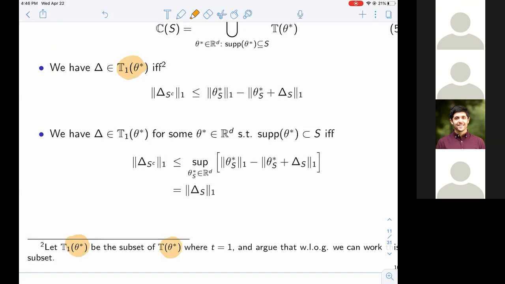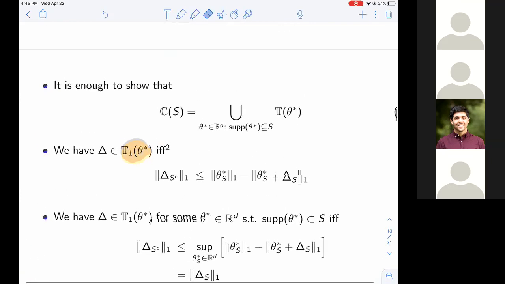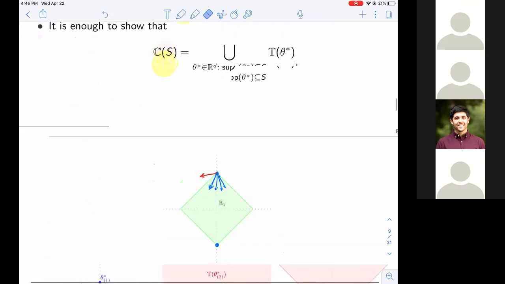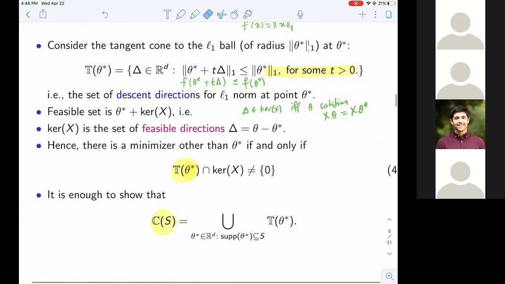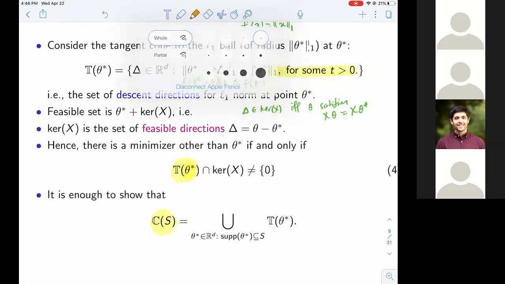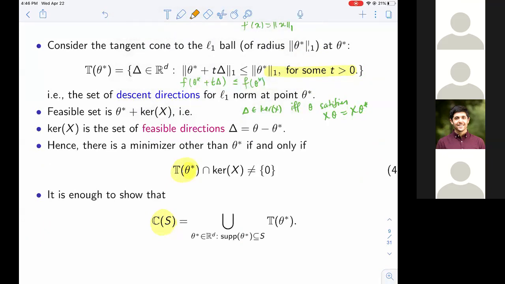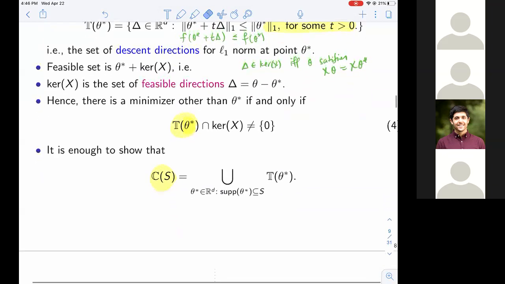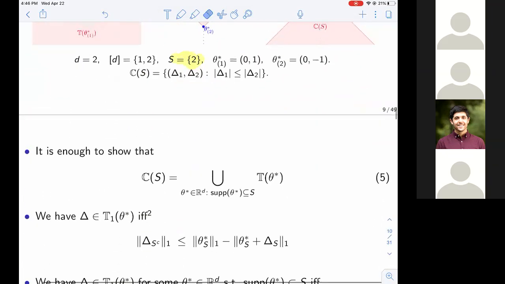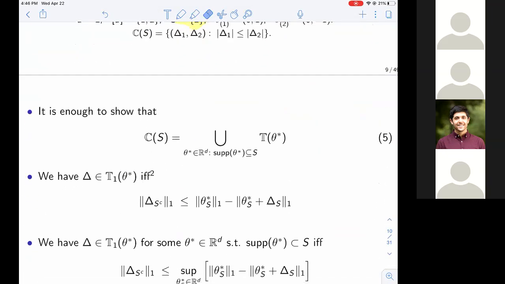Okay, so without loss of generality, you have to argue that because this is a cone, I can just look at all the deltas that satisfy this inequality with T equal to 1, because I just care about the direction. If there is a different t, I can always rescale delta such that that t is 1. And so I just worry about those deltas, and all the other ones can be obtained by rescaling.